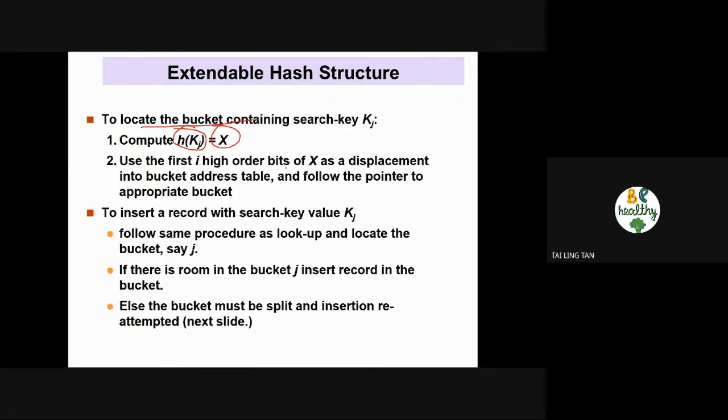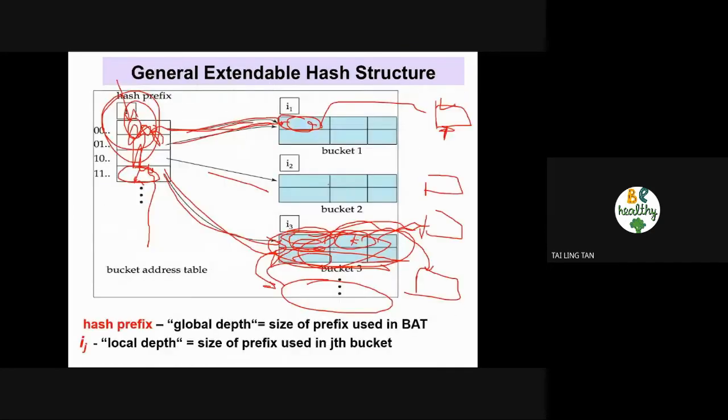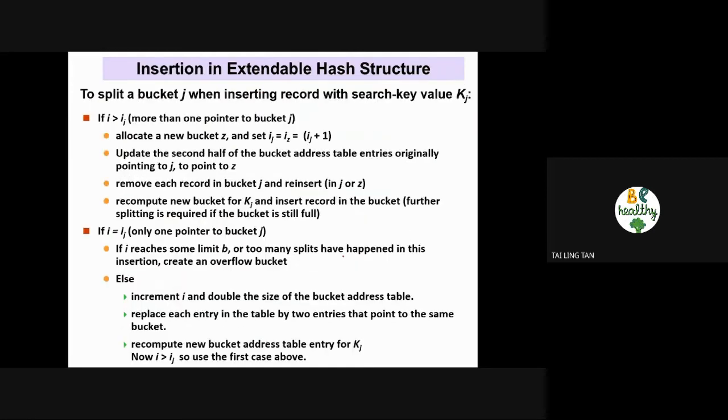Okay, so this depends on whether the room is available or not. If the room is available, of course, it's easy. If the room is not available, then we may need to divide this bucket. Just like I already mentioned, we create another bucket, move some part of the records there, and the others remain in the same bucket. Okay, so this is how to split bucket j when inserting a record with the search key value K.